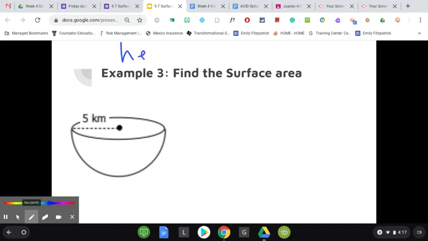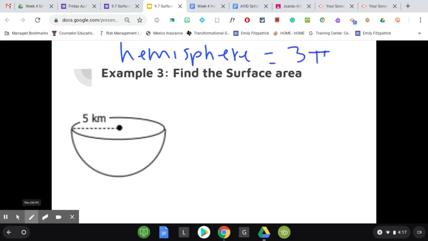And I accidentally erased this, so let me go ahead and write it again. I was just trying to erase the shading. And the formula is 3 pi r squared. So if you see a hemisphere on the assignment, and you will, make sure you use this formula and not the 4 pi r squared.